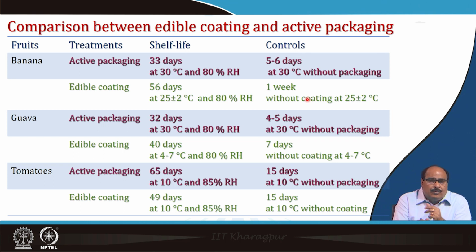Whereas with edible coating, it was much more: 56 days even at 25 plus or minus 2 degrees Celsius and 80% humidity, and the control was 1 week. Similarly for guava, you see a similar result, 32 days and 40 days, and for tomatoes it was about 65 days and 49 days, right. So that is giving much more. Here 65 days is edible coating along with the packaging and the controlled atmosphere storage. So these are the result data to show that there is a significant improvement.